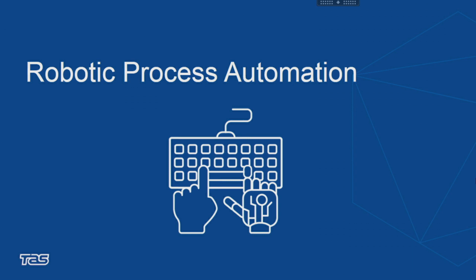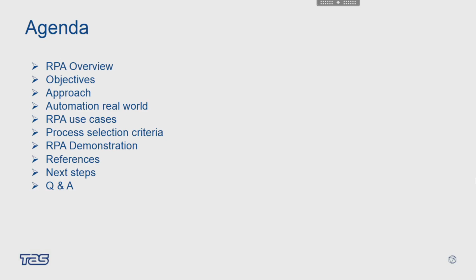Before we get into the demonstration, we're going to ground you in some of our framework, and we're going to take you through some of the why. Why is it important for you to consider robotic process automation and how it can add value to your business? So today we're going to take you through what is RPA, or what is robotic process automation, what are the objectives, and how do we approach implementing RPA.